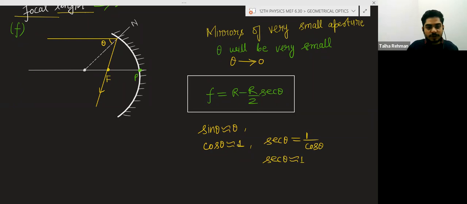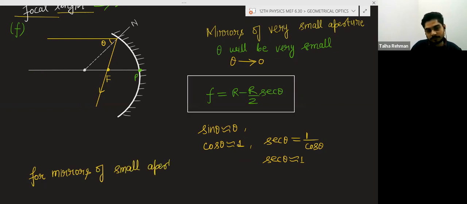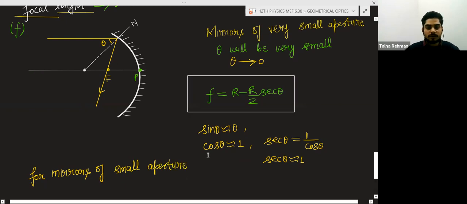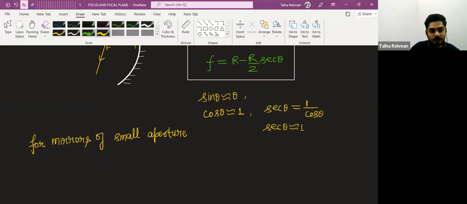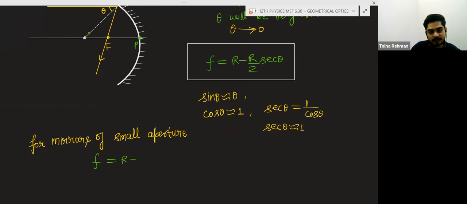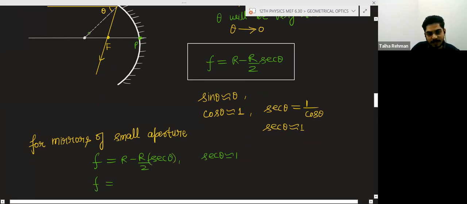So basically for mirrors of small aperture, this formula will change. We have focal length f equal to R minus R by 2 into sec theta. Sec theta can be written as approximately 1. So this sec theta will become 1, and focal length is equal to R minus R by 2.